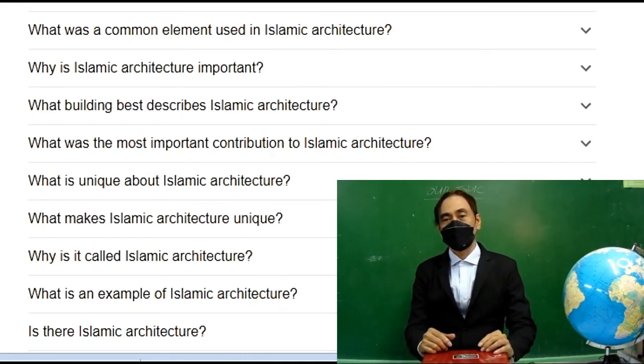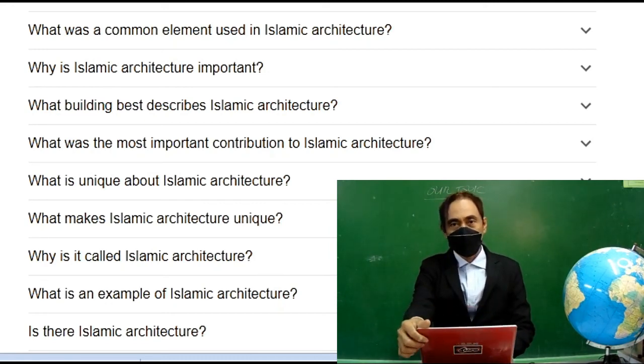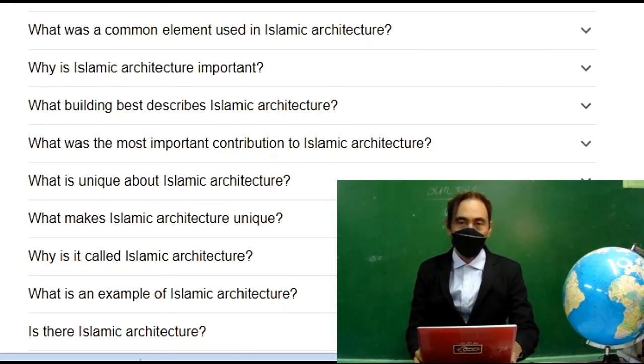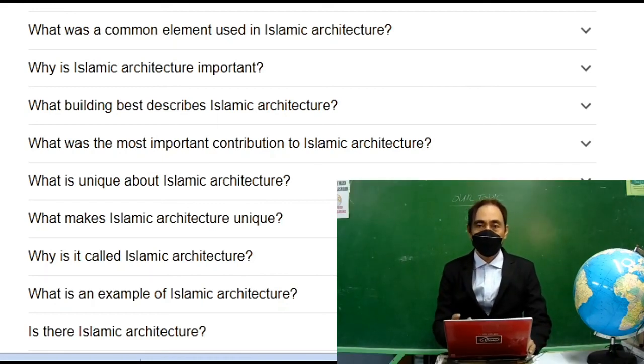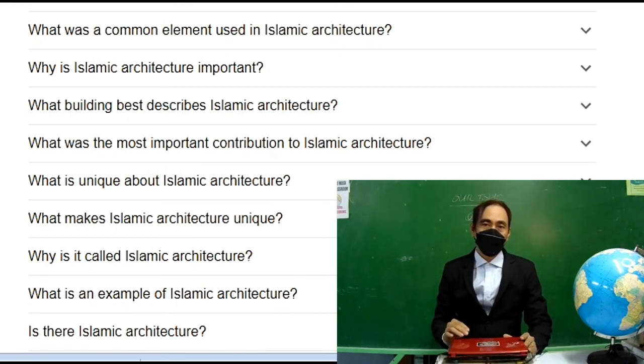And what is an example of Islamic architecture? Okay guys, you can give your own example of a structure that is famous and can be called Islamic architecture. I'll give you a hint. In Russia, there is Islamic architecture that until now is a landmark of Russia. Is there Islamic architecture in the Philippines? Yeah guys, there is a continuation in that question. Is there Islamic architecture in the Philippines?